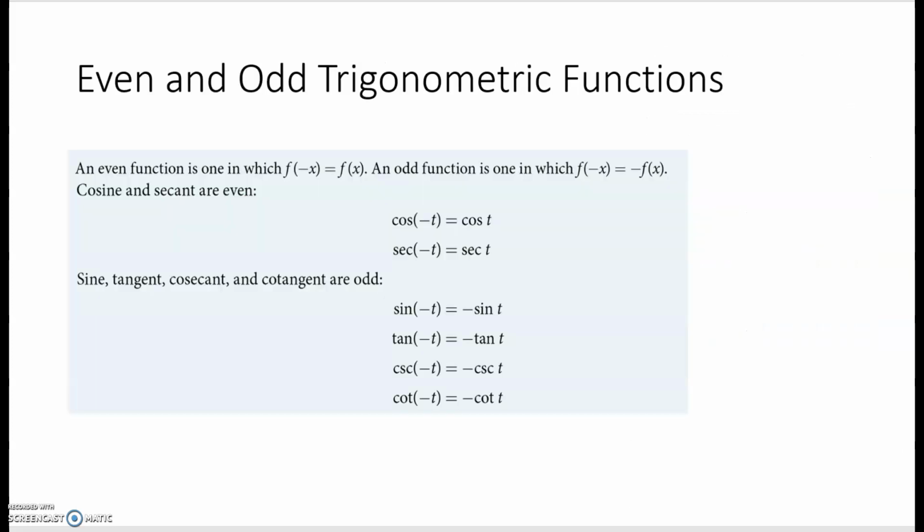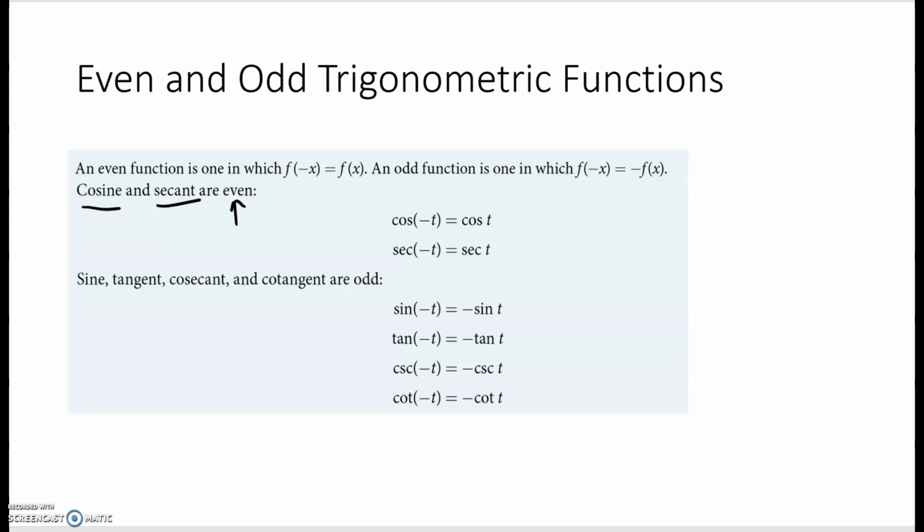Now if you look at your trig function, this is super easy to remember with the trig functions. There's only 2 trig functions that are going to be even. The rest of them are going to be odd. Okay, so cosine and secant, those are the only two that are even. So if you remember that cosine and its reciprocal secant, they're even, and say, okay, the rest of them are going to be odd.